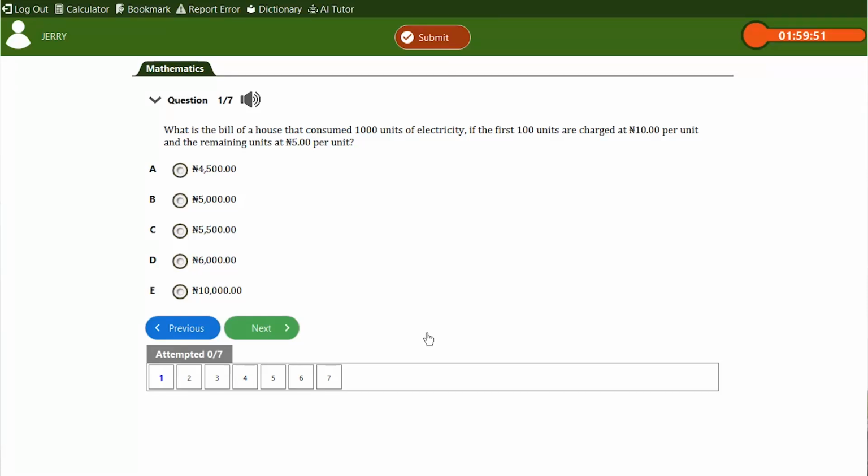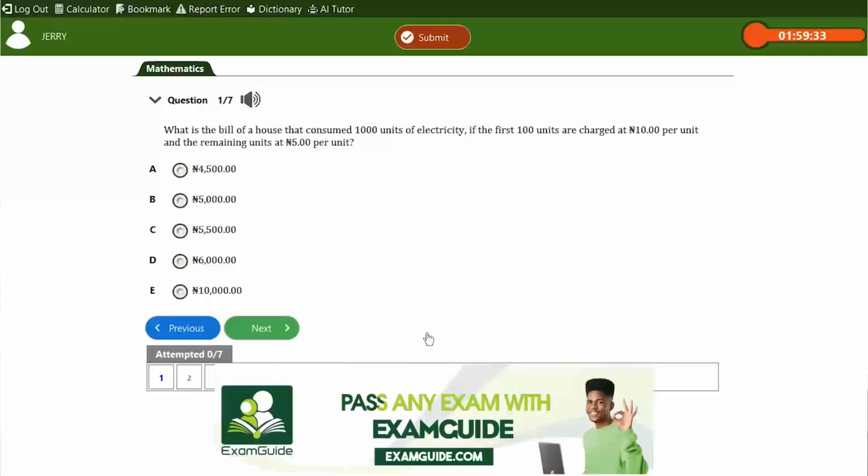The first question says, what is the bill of a house that consumed 1,000 units of electricity, if the first 100 units are charged at 10 naira per unit and the remaining units at 5 naira per unit?